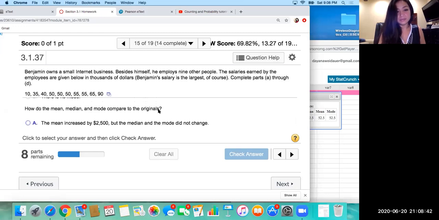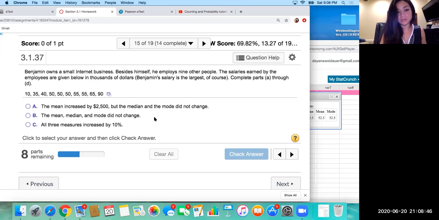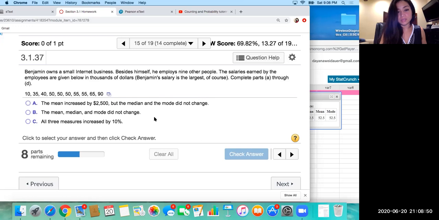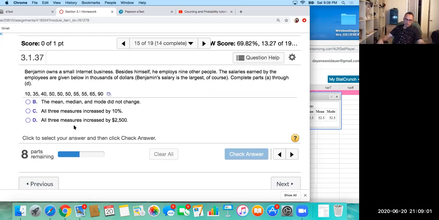How did the mean, median, and mode compare to the originals? Everything changed, right? The median and mode did not change. Just increased by 10%. It's D, right? That's what I originally thought. Increased by 2.5. Yeah.